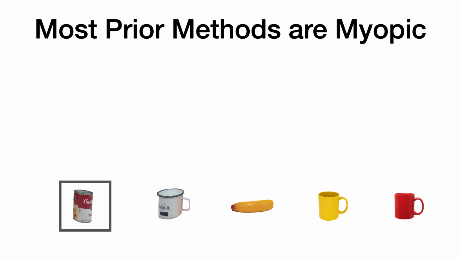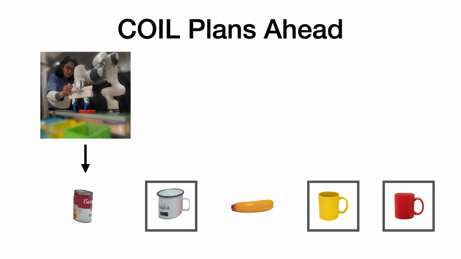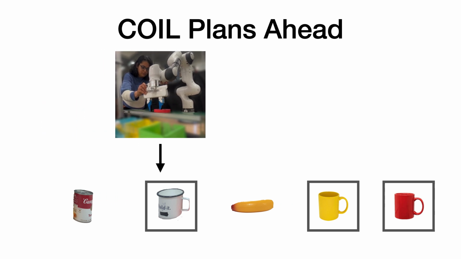When existing methods encounter a novel object, such as the can, they typically request teaching immediately to automate the task. On the other hand, COIL anticipates, by planning ahead, that this batch contains more mugs than cans and hence proactively chooses to learn the more useful mug manipulation skill instead. In doing so, it allocates expensive human teaching effort more strategically.